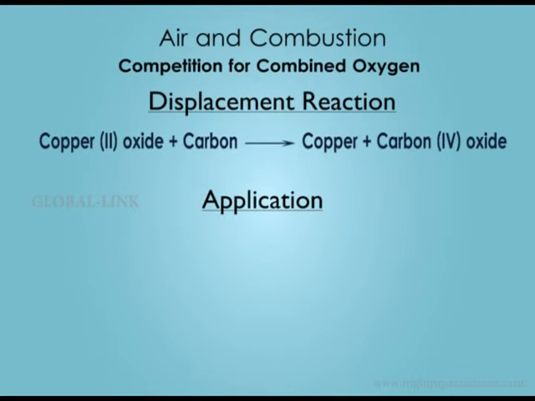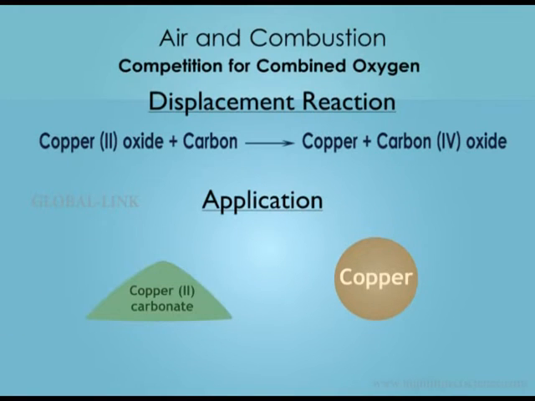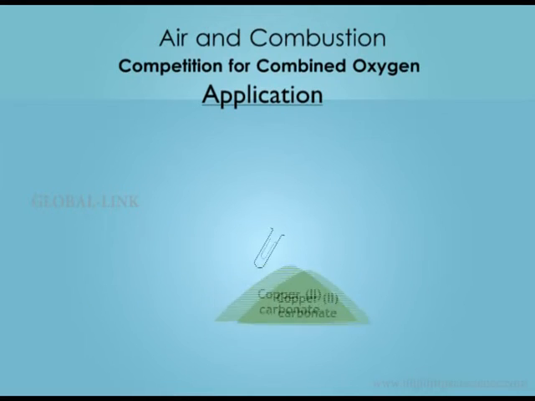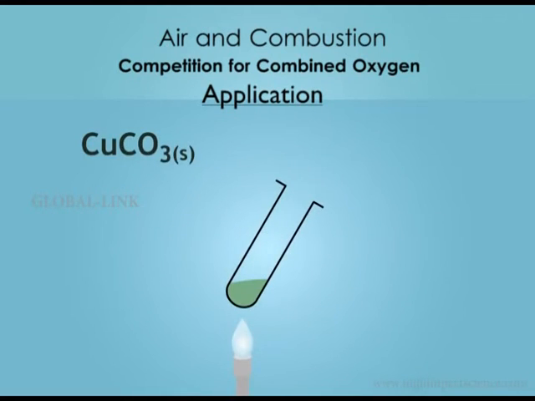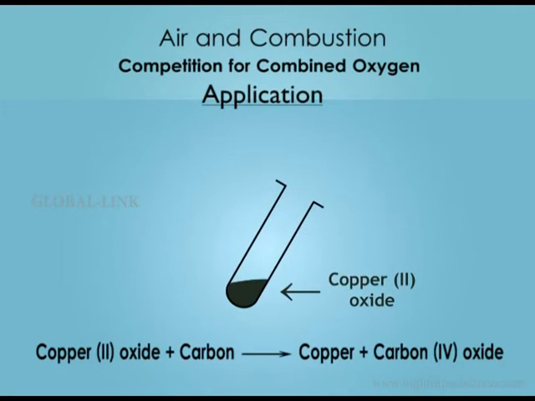This process is used in the extraction of copper from its ore, called malachite, which is copper-2 carbonate. The copper-2 carbonate is first decomposed by heat to form copper-2 oxide and carbon-4 oxide. Then through displacement reactions, we extract the copper metal from the copper-2 oxide using carbon.